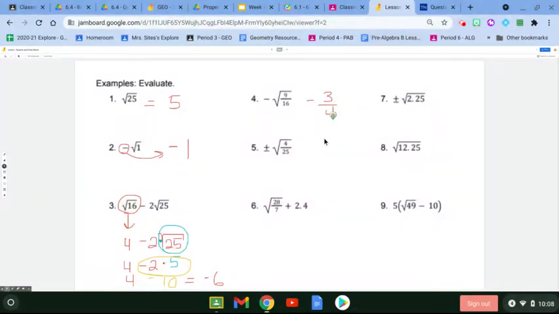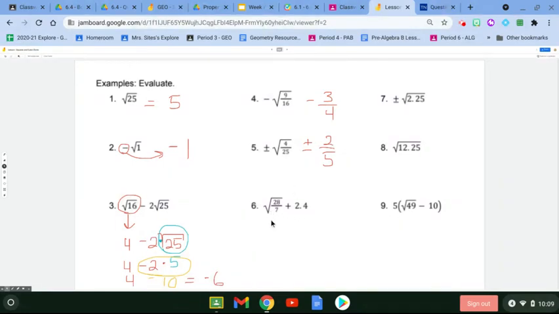Okay, for number 5, I don't have that button in my calculator, so I'm just going to transfer it into my final answer. Okay, and again, if you wanted to type that in your calculator, the square root of 4 is 2, and the square root of 25 is 5. So I know my answer is going to be the positive and negative root of 2/5.